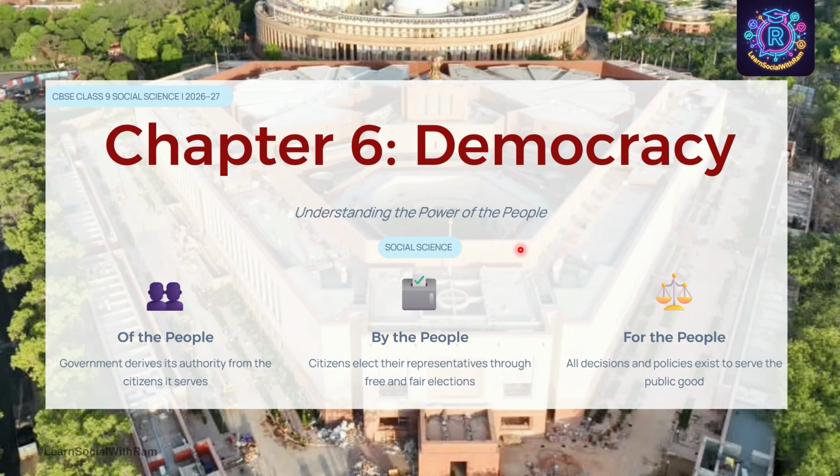Now let me ask you a question. Who should have the power to rule a country? Should it be one king, a dictator, army, or the people? The answer is simple. In a democracy, the power belongs to the people. That is why democracy is called government of the people, by the people, and for the people. Today, we will understand what democracy really means. Let us begin the chapter.